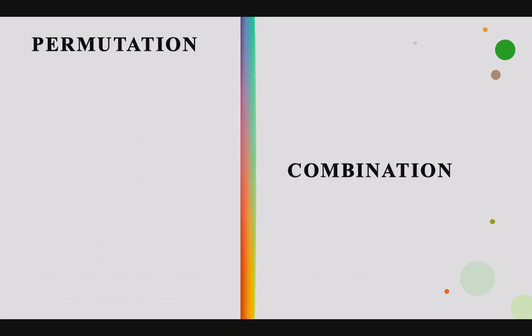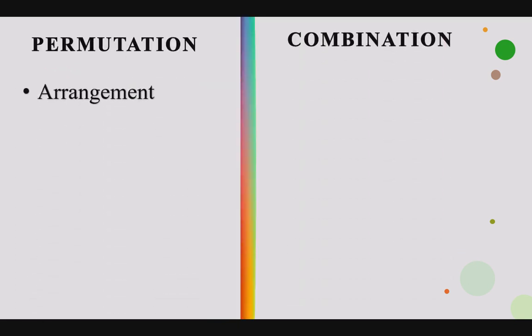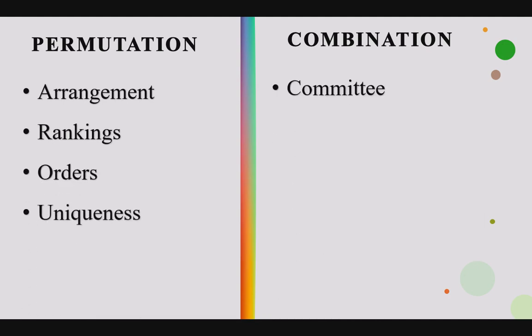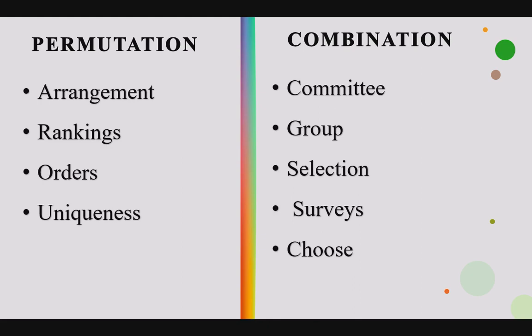Okay, next. Permutation and combination. Ito yung mga keywords natin kapag nakakakita tayo ng mga problems regarding permutation and combination. Una, arrangement, rankings, order, uniqueness. Sa combination naman, community group, selection, service, choose, pick. Minsan hindi natin makikita directly itong mga words na ito, pero pag inintindi natin, baka arrangement yung pinag-uusapan, rankings, order, uniqueness.